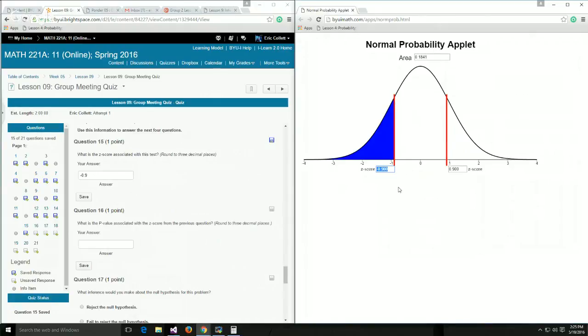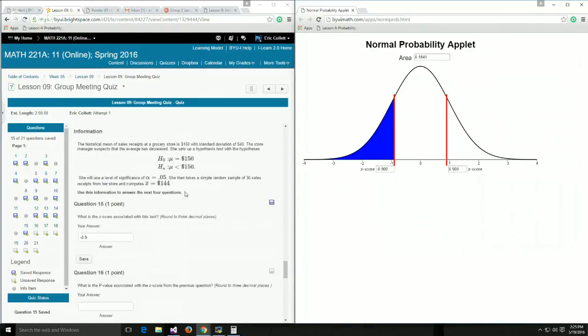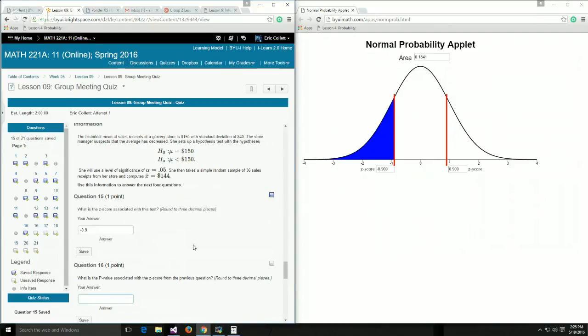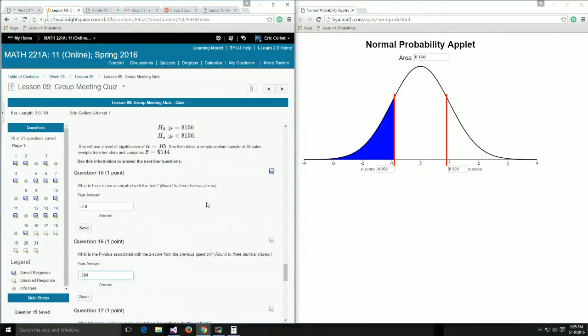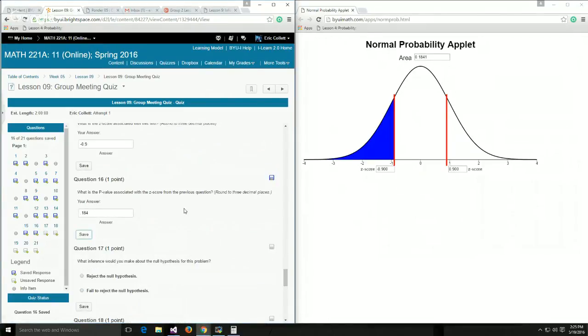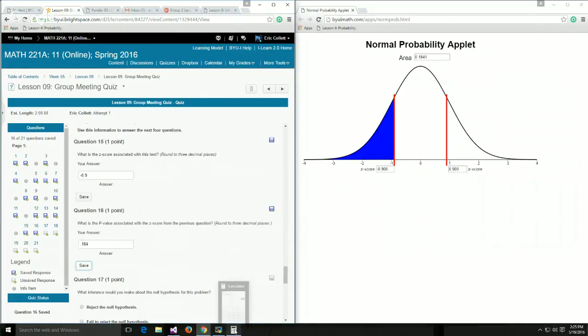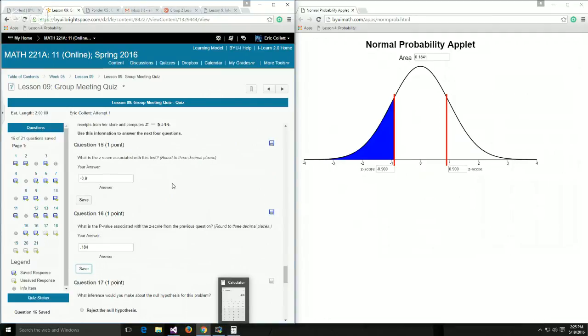Then it asks for the p-value associated with the z-score. Okay, so this is just going to be one-tailed, so it's going to be 0.184. Does that look right? I think so. So you got negative 0.9? Yeah, that's what I'm getting, but I'm just not 100% sure right now.